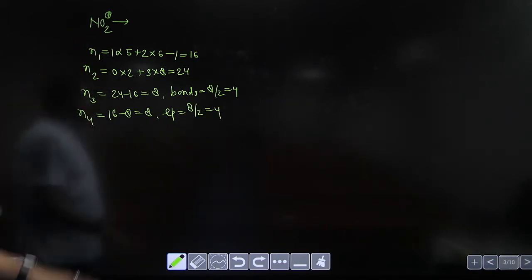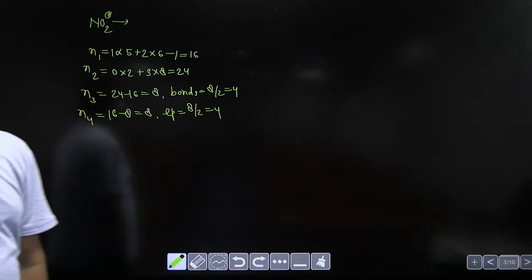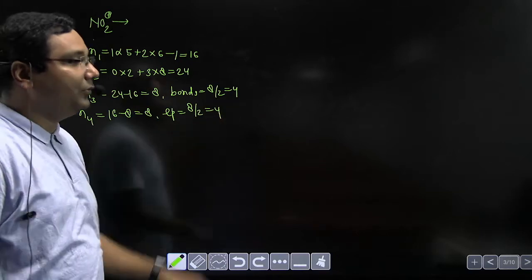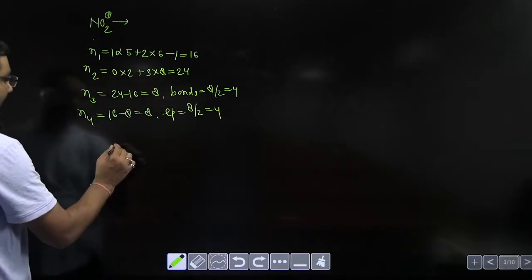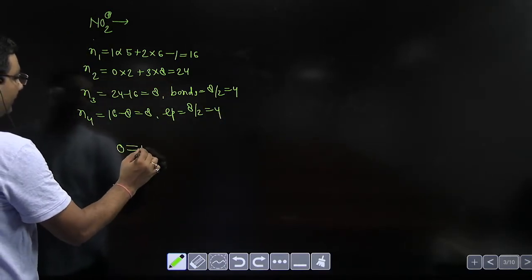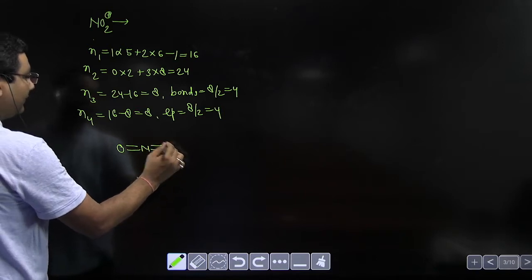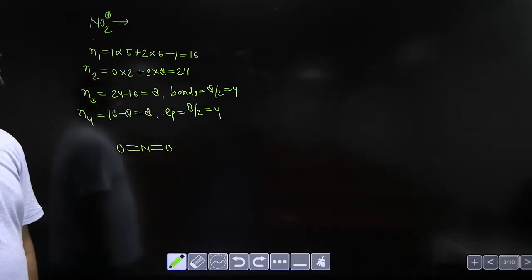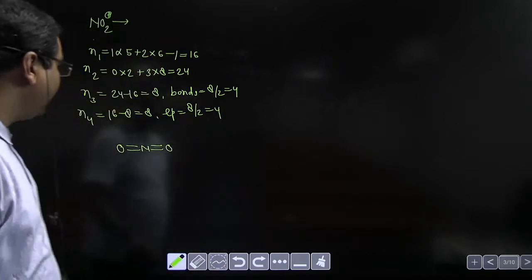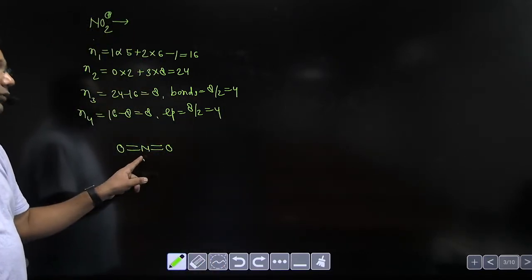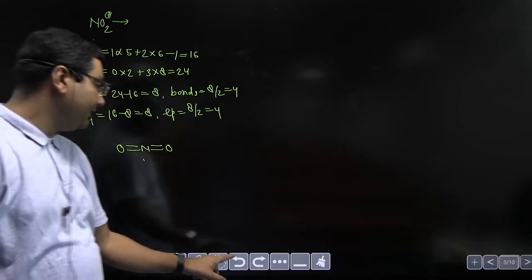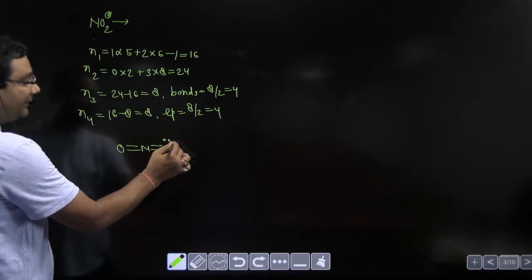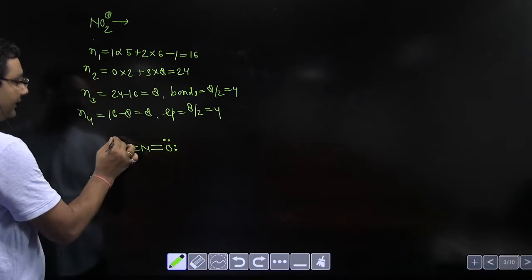You can see in NO2 plus the central atom is nitrogen. So nitrogen is attached with 2 oxygen with the help of 4 bonds, means each oxygen is attached with nitrogen by a double bond, like this. Now we have to complete the octet of every atom. In case of nitrogen, there are 4 bonds, 4 bonds means 8 electrons. This oxygen contains 2 bonds, 2 bonds means 4 electrons, means 4 more electrons are required, like this.